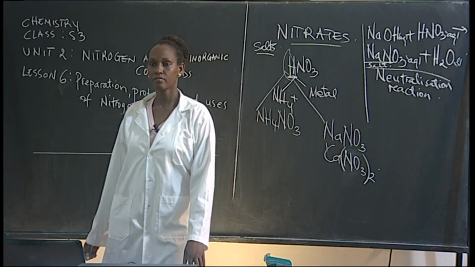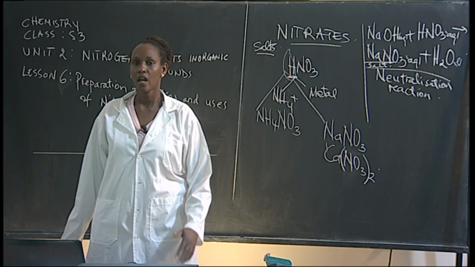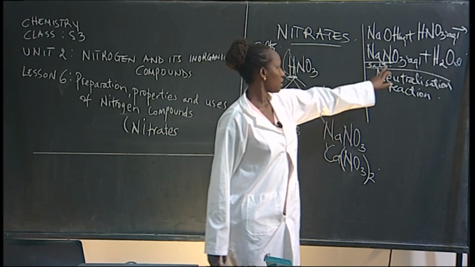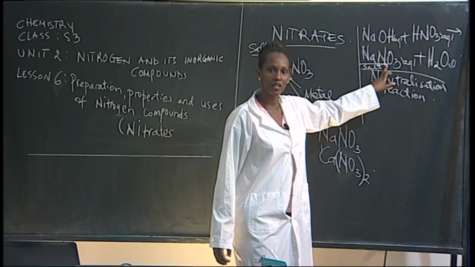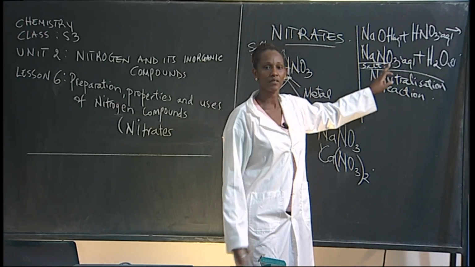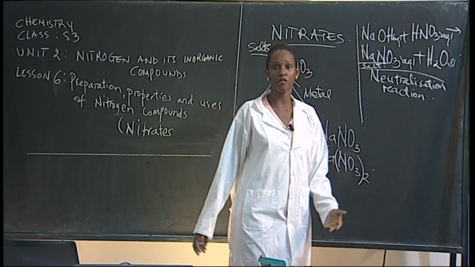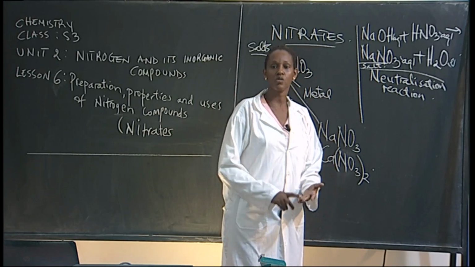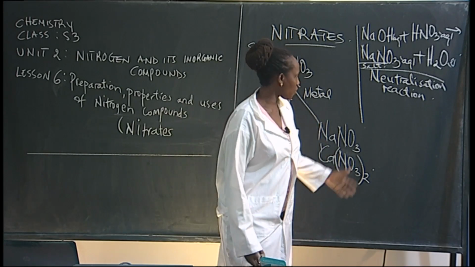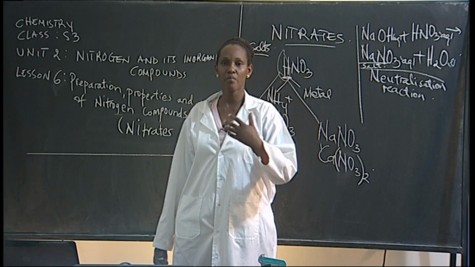Another point: when the resulting solution is heated to dryness, a white solid nitrate is obtained. This solution contains some water, so when you want a dry nitrate, you just apply heat. This method is suitable for preparation of nitrates of potassium, sodium, and ammonium. All right? Good. Another way to get nitrate is the reaction between nitric acid and metal carbonates.